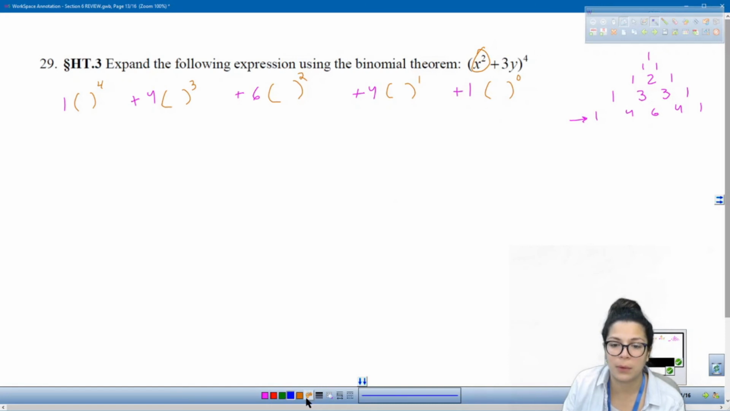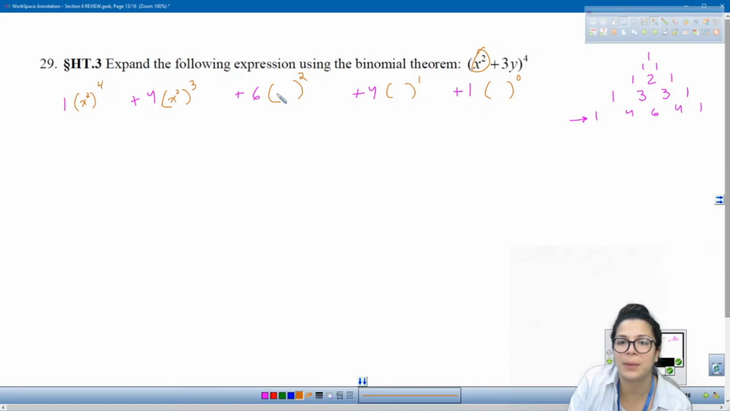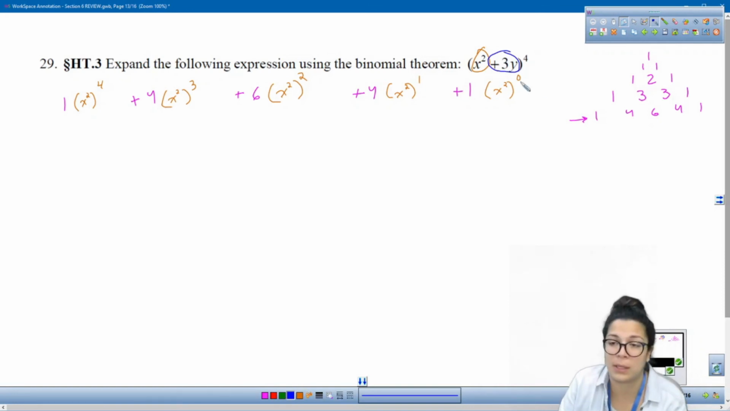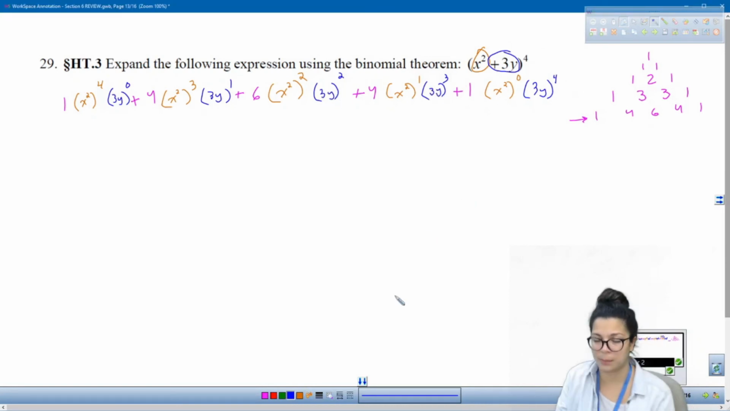Your second term, well, let me fill that in. I almost forgot to fill it in. It's x squared, right? So x squared to the power 3, x squared to the power 2, x squared to the power 1, x squared to the power 0. Okay. Your second term is positive 3y. Remember that the coefficient in front matters, okay? In this case it is positive, so that's good. Start on the right-hand side with the highest power, and then power 3, power 2, power 1, power 0. And then we can fill them in: 3y to the power 0, 3y to the power 1, 3y to the power 2, 3y to the power 3, and then 3y to the power 4.